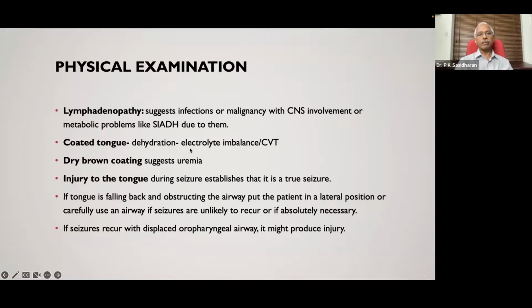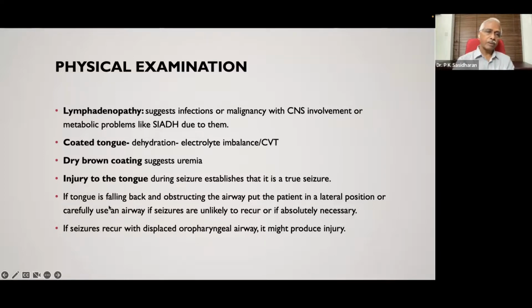Clotted tongue can suggest dehydration. In that case, think of hyponatremia, or they may be having cerebral thrombosis. Dry brown coating can suggest uremia. Injury to the tongue in a patient with seizure definitely means, you don't have to doubt the seizure then. That means it is a true seizure. If you find injury, tongue bite in a patient who is brought with coma, always think that it was a seizure which developed before the postictal coma.